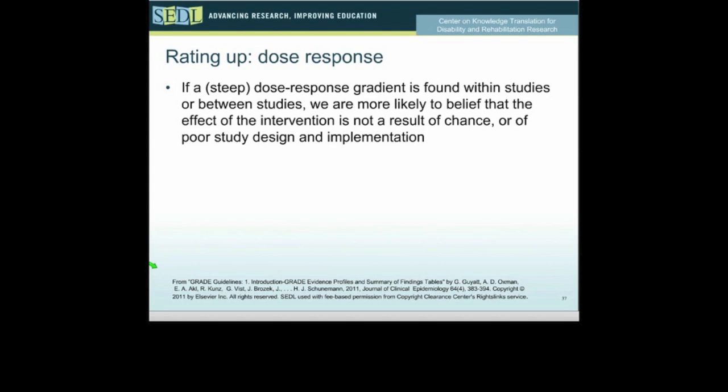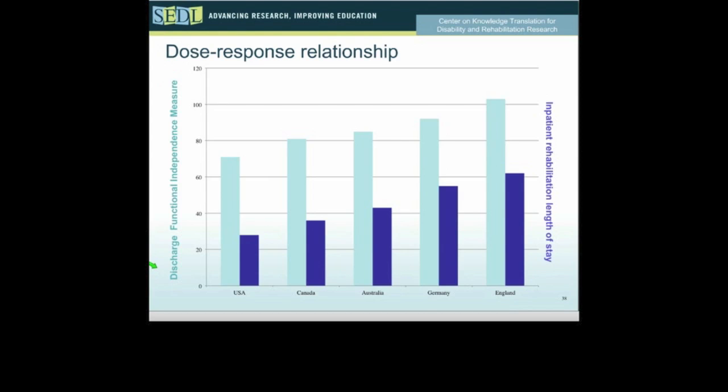Dose response: maybe cases where the change from before to after is that big, but you find a change, the more change, the more dose you give of a particular treatment, the more change you observe. So let's look at this.